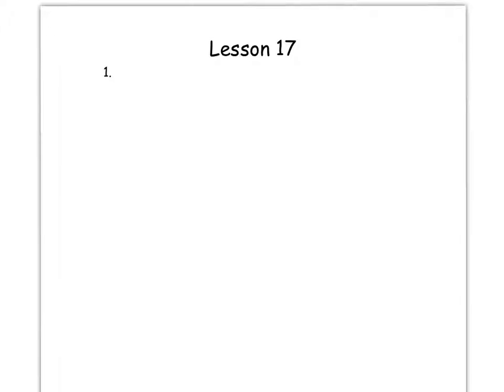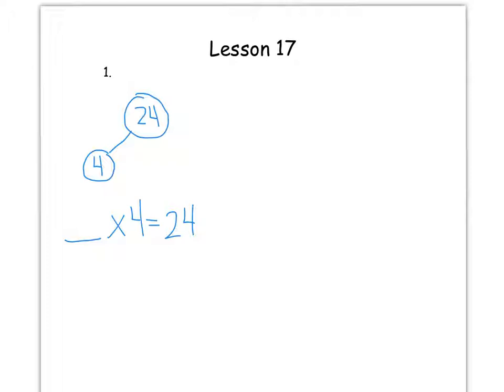Let's start with a number bond. I'm going to draw my total, 24, and I'm going to draw one part coming out of it, one part with 4. When I look at this, I see blank times 4 equals 24. A certain number of groups, which is my blank, times 4 in each group equals 24.